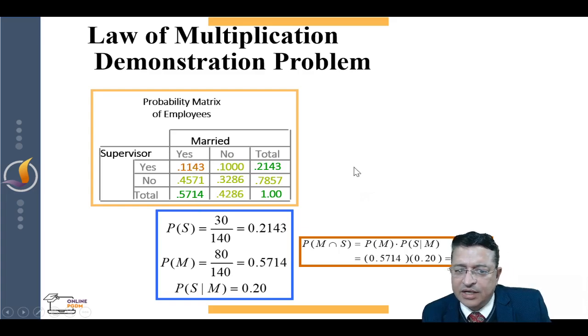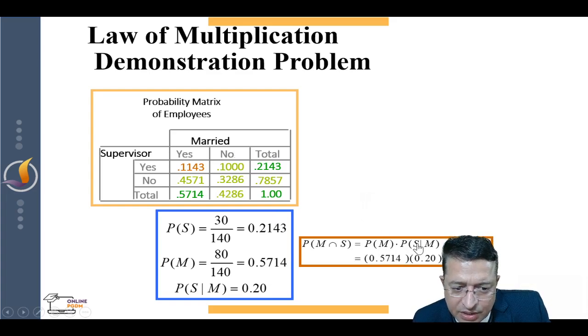Or suppose in the earlier case there were numbers only. We can convert those numbers into probability using the classical method: favorable cases divided by total number of cases. Here we already have the probability matrix. The probability that a randomly selected person would be married, this is the total probability for married. So the probability of M is actually 0.5714.